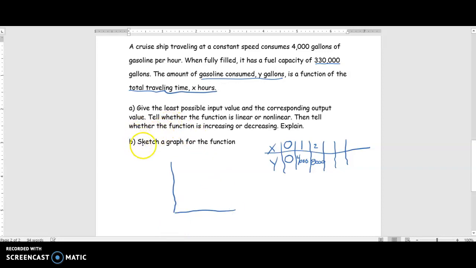So y is going to be gas consumed. x is going to be the time it's been traveling. And you can see that at 0 time, you will have consumed 0 gas. And that as time goes on, you are going to consume more and more gas. That's basically it for this section.